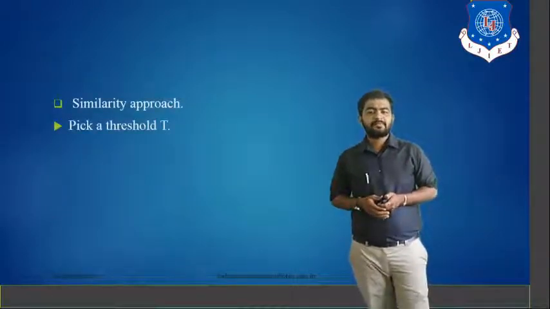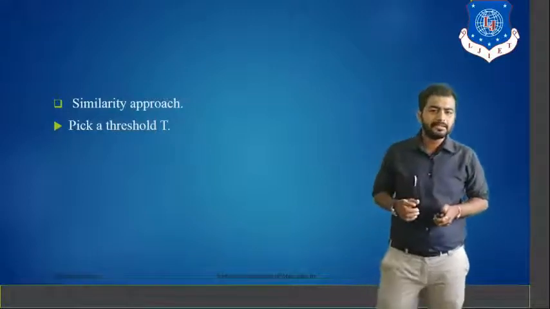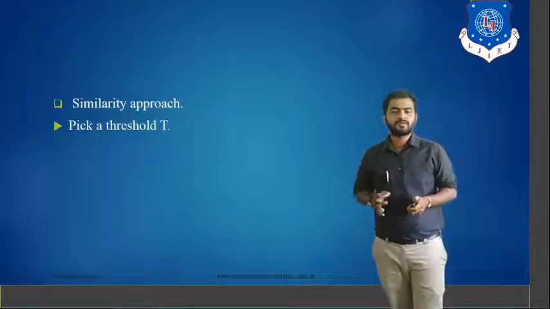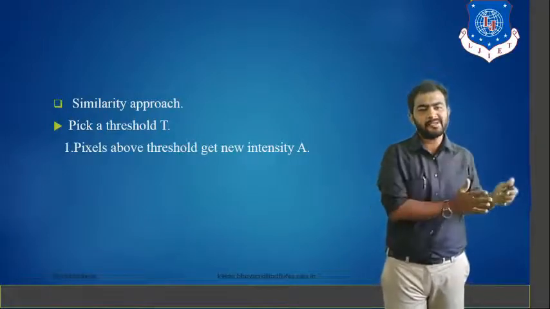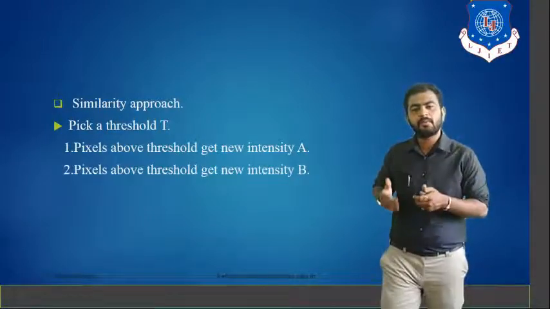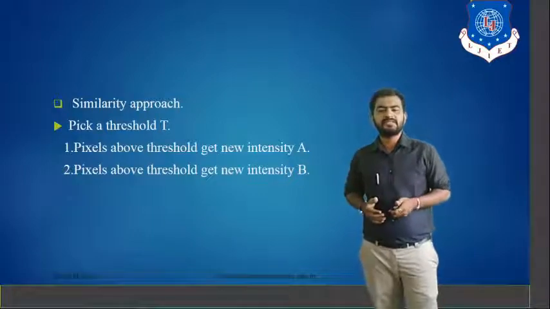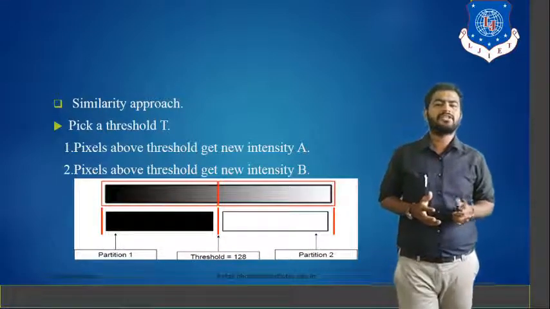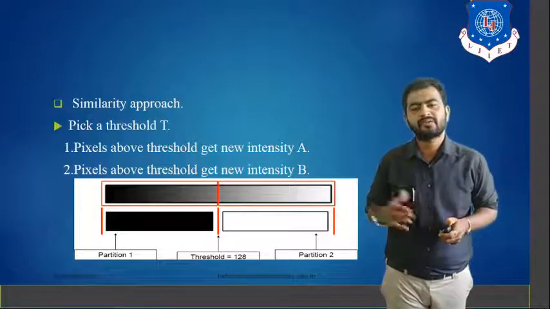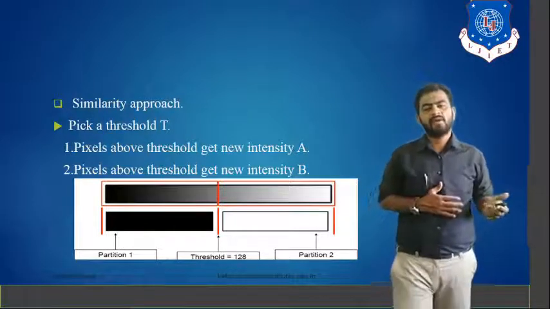Now the similarity approach. Pick a threshold value t. T is a threshold in terms of the Gaussian value you can fetch. Pixels above the threshold create a new intensity A, and pixels below the threshold get a new intensity B. In terms of above and below, you can differentiate in two parts, as I already told you, in terms of the black portion and in terms of the white portion.